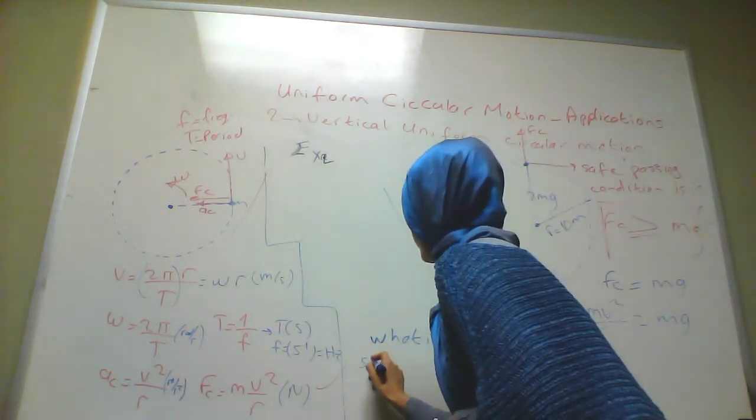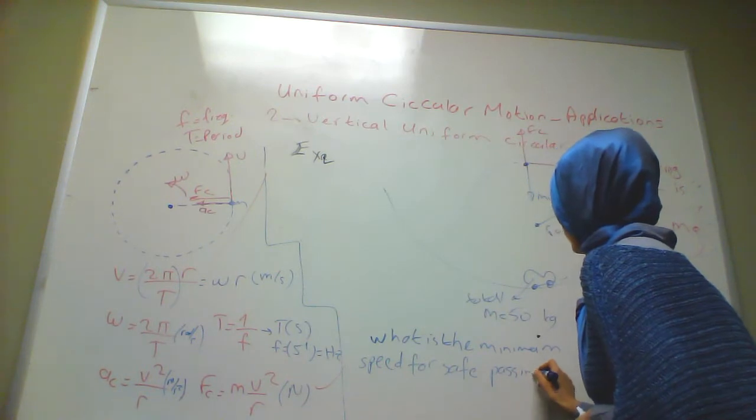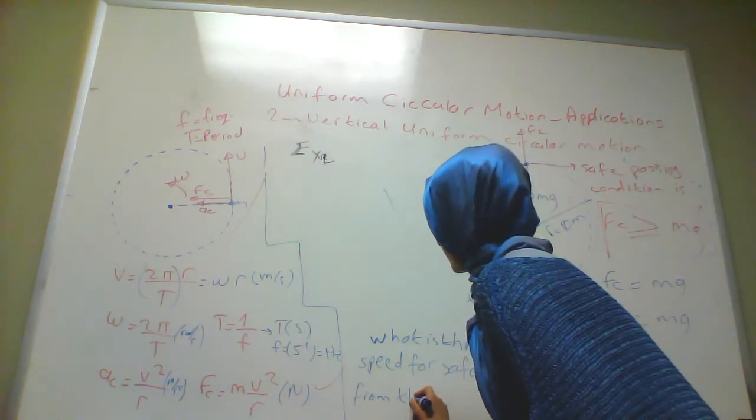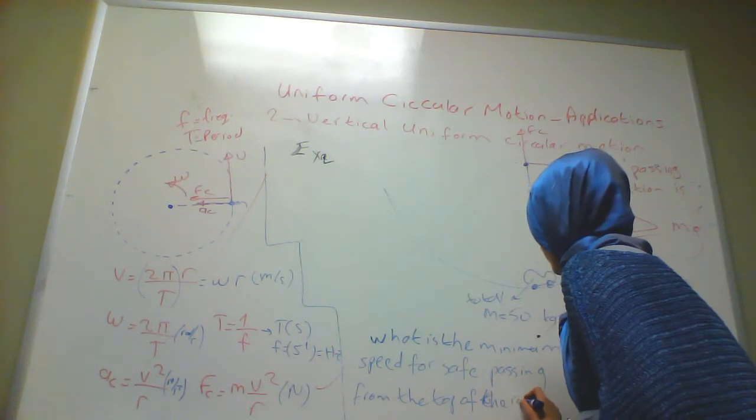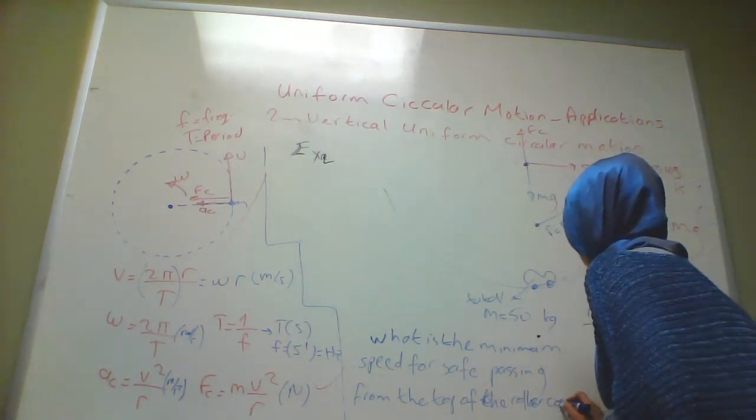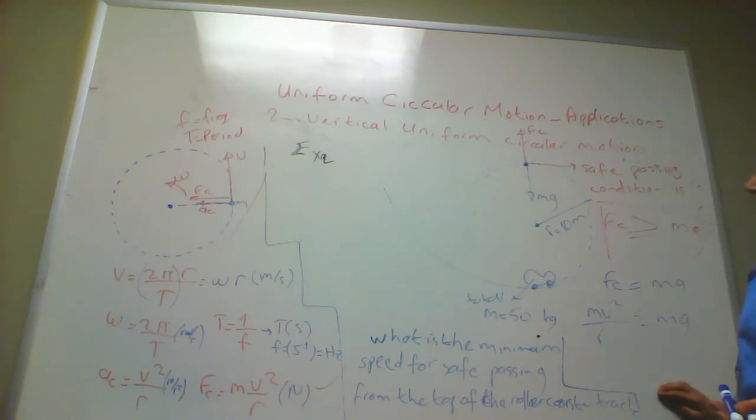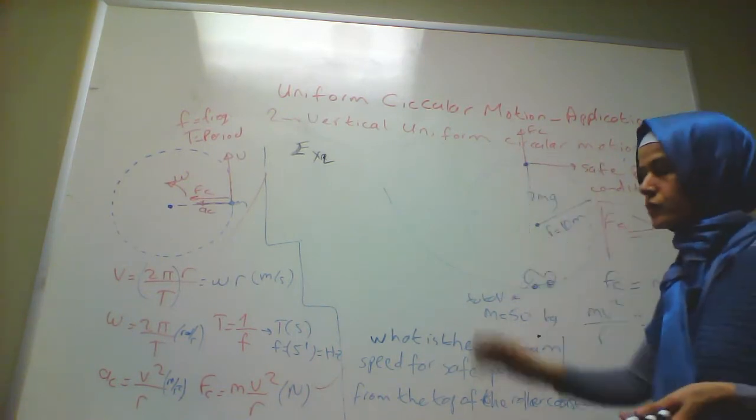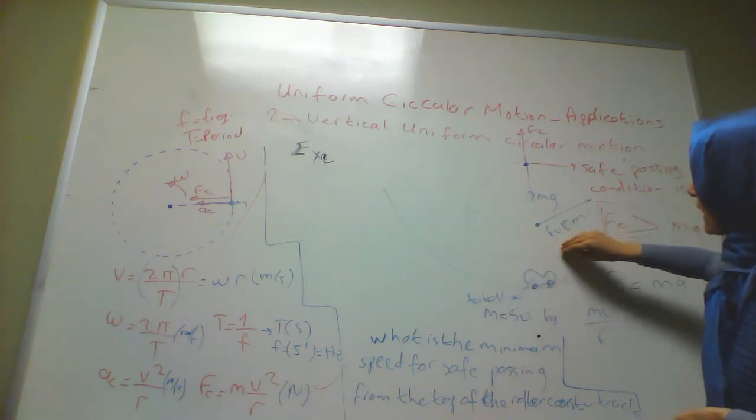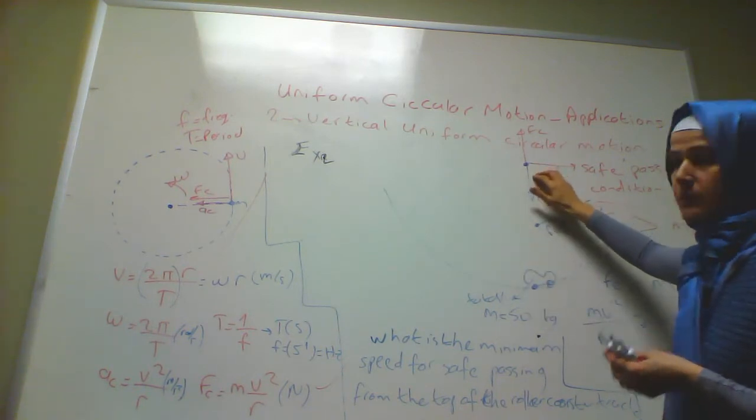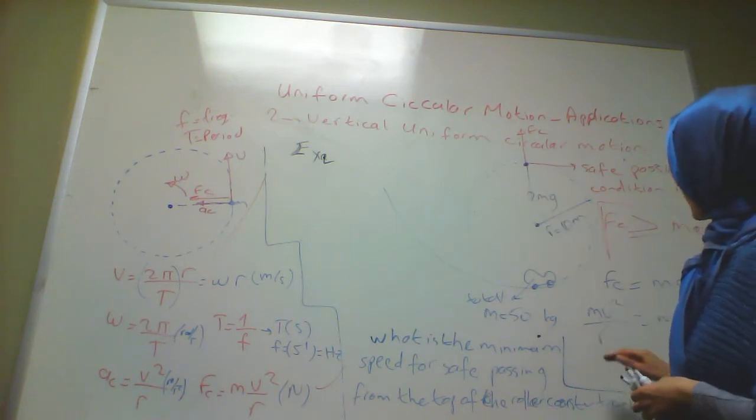Minimum speed for safe passing from the top of the roller coaster track. I have a very small board, unfortunately, but we have a roller coaster, a car going along the roller coaster. If the mass of the roller coaster is about 50 kilograms and the rotational circle has a 10 meter radius, what is the minimum speed of the roller coaster for safe passage from the top of this roller coaster track?